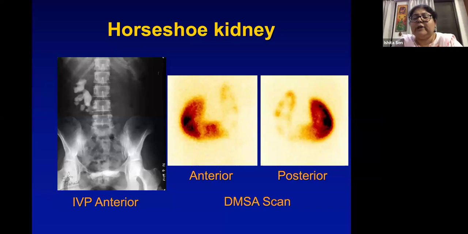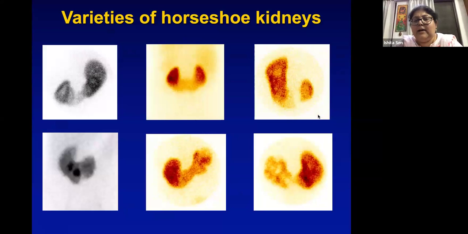A horseshoe kidney, you can see the functioning band which is joining both the kidneys. One of the moieties is placed anteriorly, which you can see better on the anterior projection, and the other one is seen better on the posterior projection. So these are the varieties of horseshoe kidneys which you can see depending on where each moiety is placed.